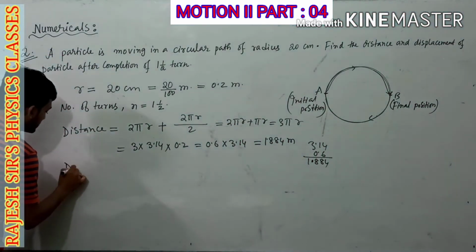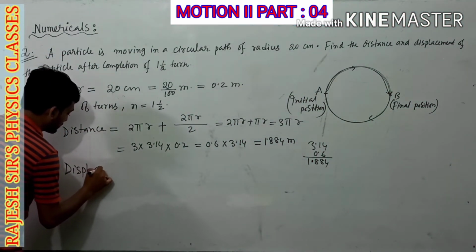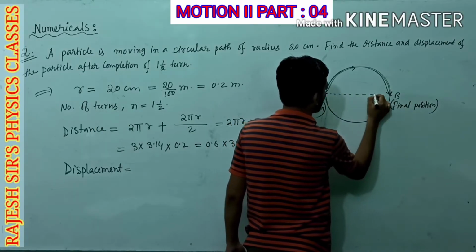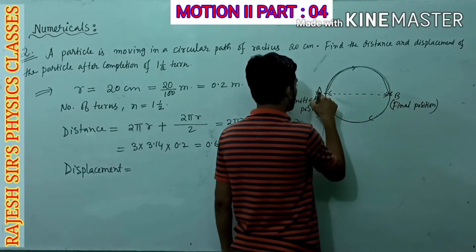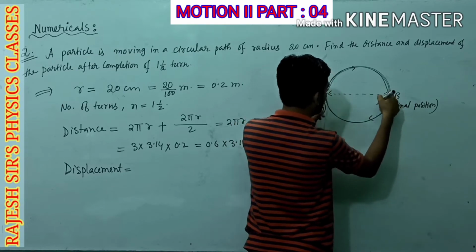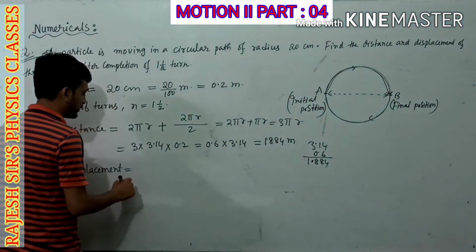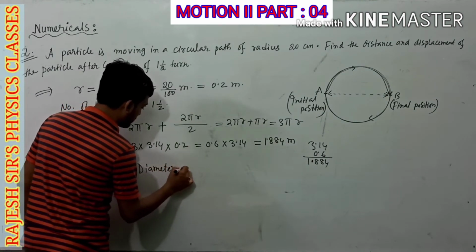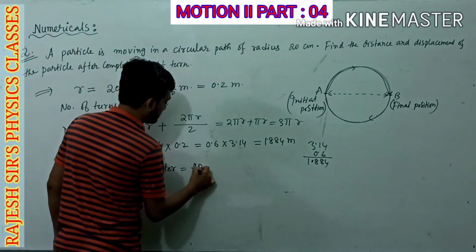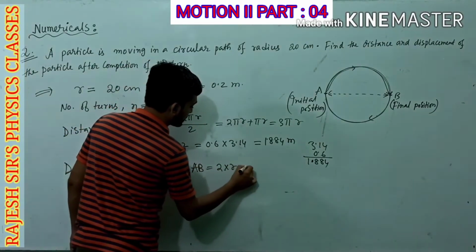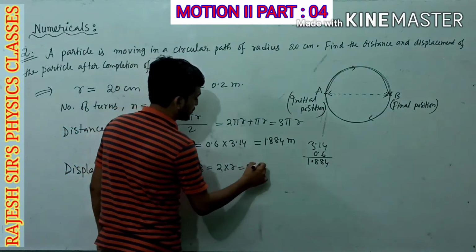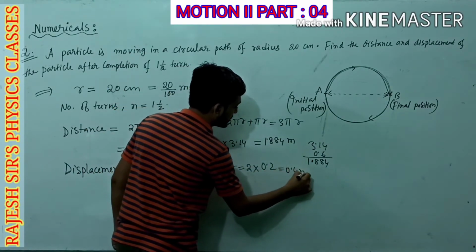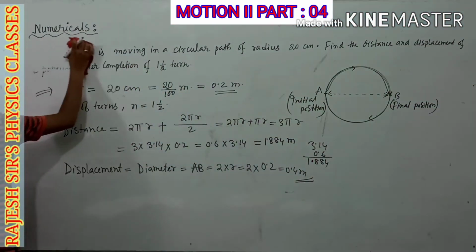Now displacement is what? Displacement is the length of the shortest path connecting the starting point and the final point. This is the diameter of the circular orbit. There is AB, that is 2 into radius. This is equal to 2 into 0.2, is equal to 0.4 meter. This is the answer.